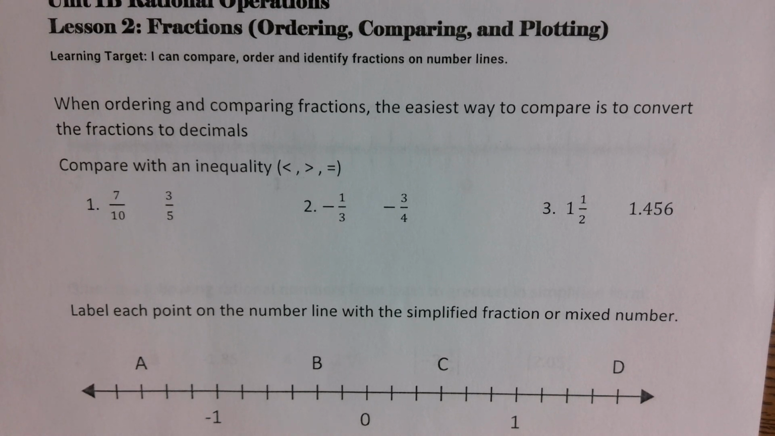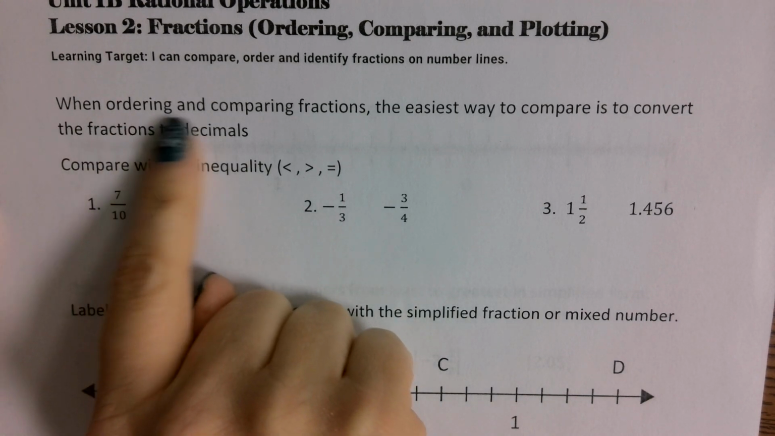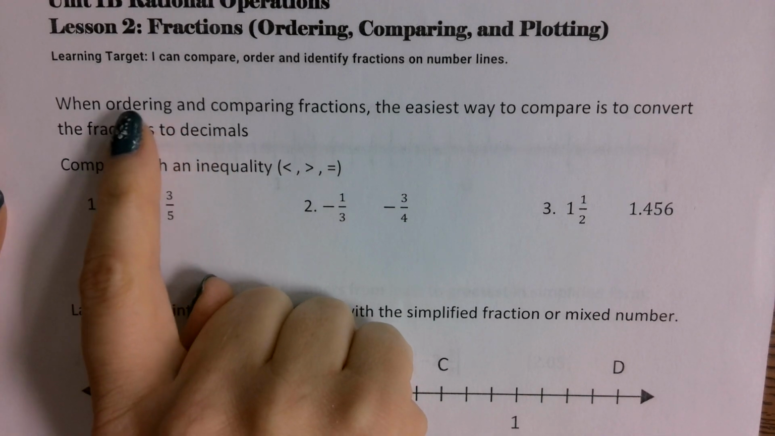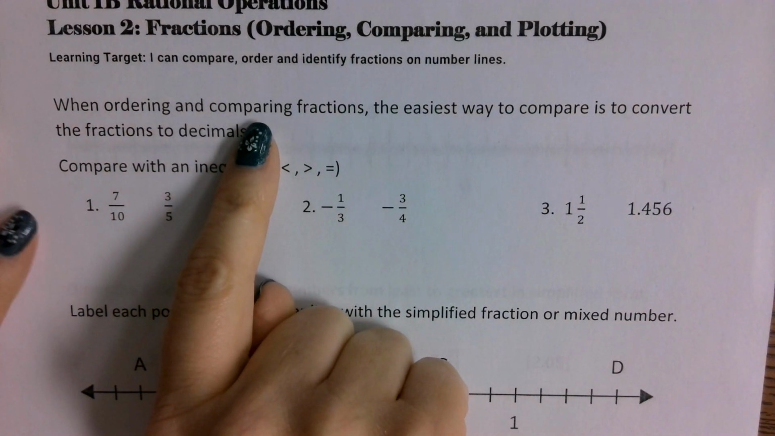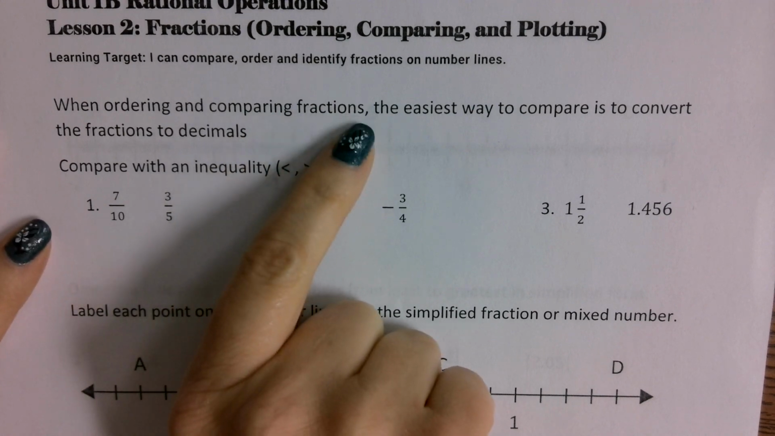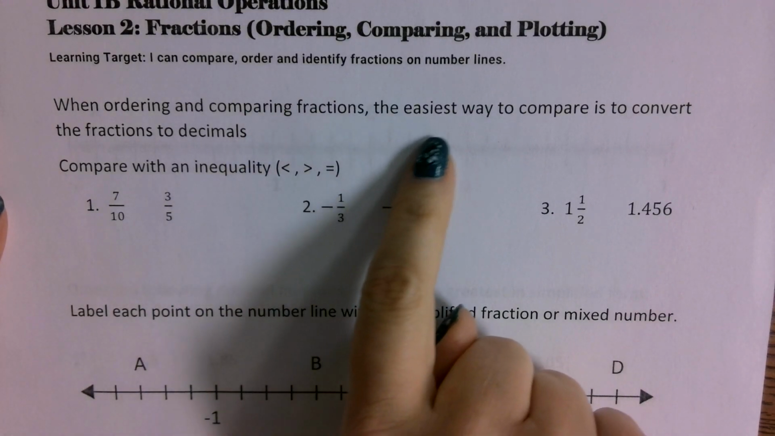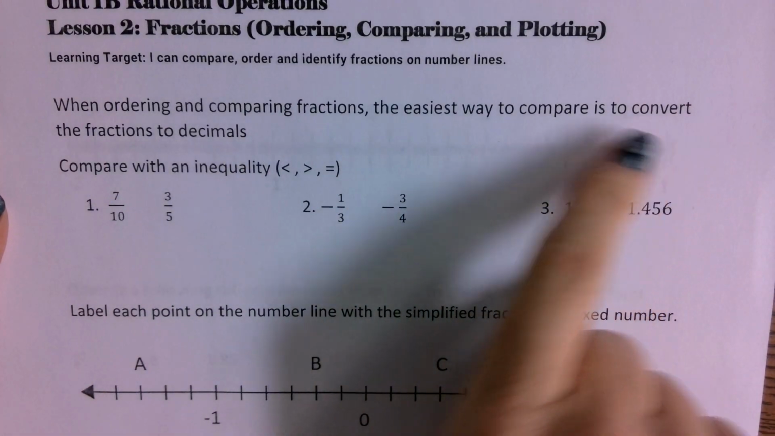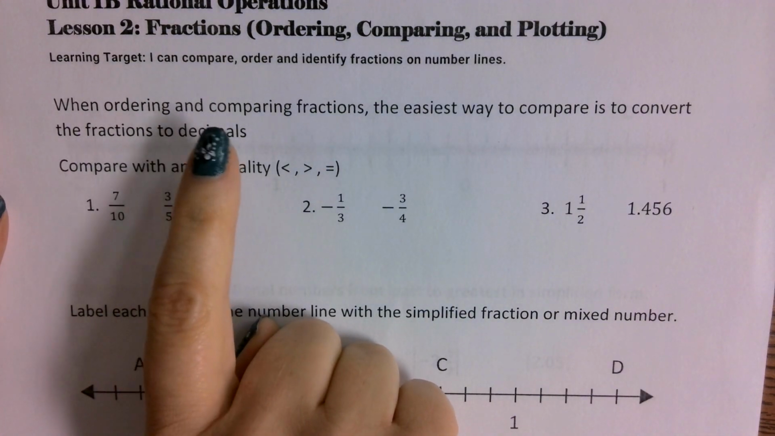And I will say, for one thing, when you are ordering, so putting things in order from least to greatest, or when you are comparing which one's bigger, which one's smaller, in fraction form, it's actually easiest if you just go ahead and convert your fractions into decimals.